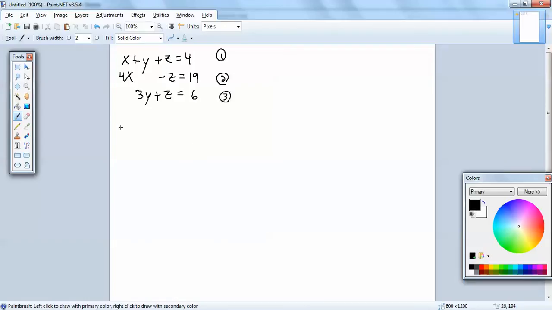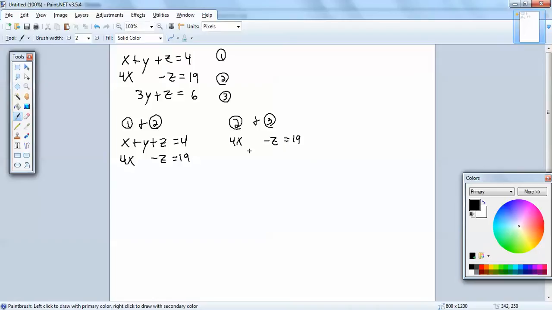So we're going to group our first two equations together. So I got x plus y plus z is equal to 4. 4x minus z is equal to 19. And then I'll group my second and third one together. So I got 4x minus z is equal to 19. And 3y plus z is equal to 6.